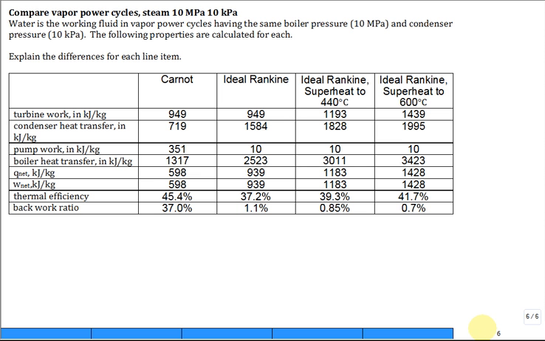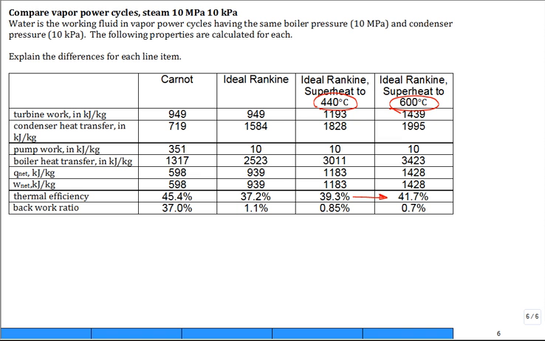What about pushing it? Somebody says, why stop at 440? Why don't we go out to 600 degrees C for superheat? Would that improve the system's performance? It really would. And so it goes out to 41%, 41.7%. And just like a good aspiring engineer, a good engineer, you always push it to the limit.